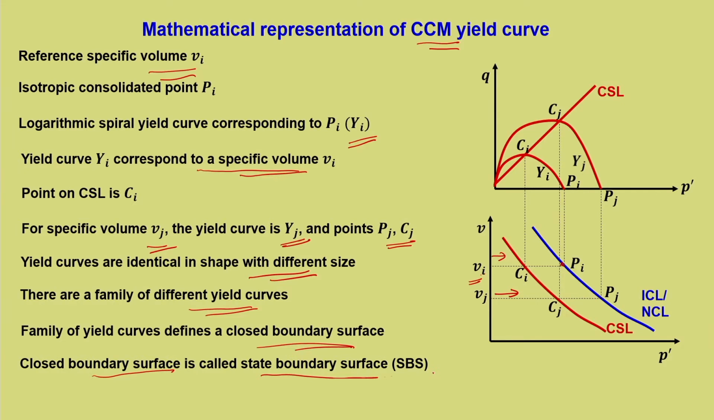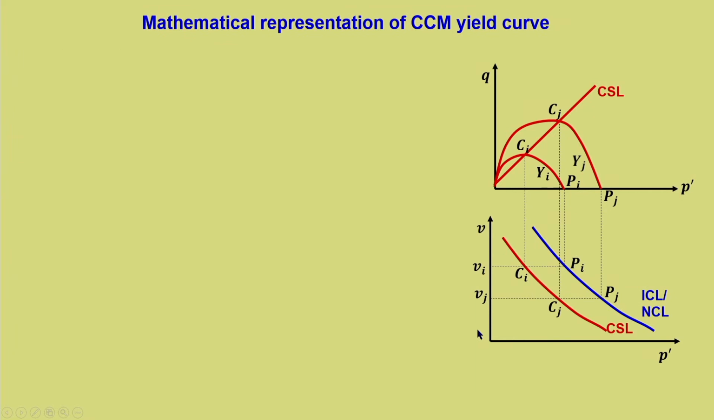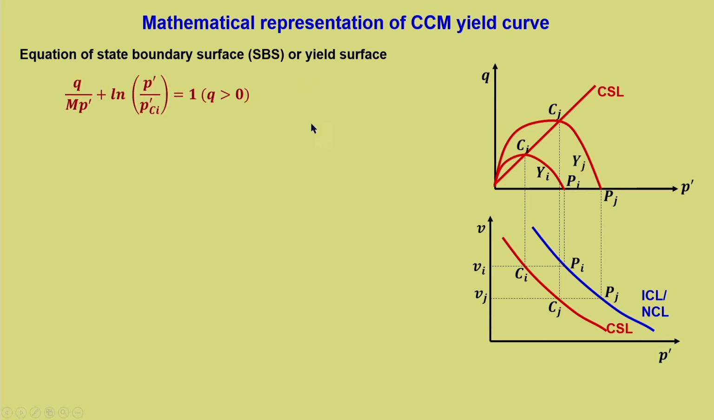This closed boundary surface is called the state boundary surface. Again, we will see about the state boundary surface a bit later. Only when we understand this Cam-clay and its prediction clearly will we understand the state boundary surface. Okay, so we have understood the basic framework, and now the equation of the state boundary surface or yield surface.